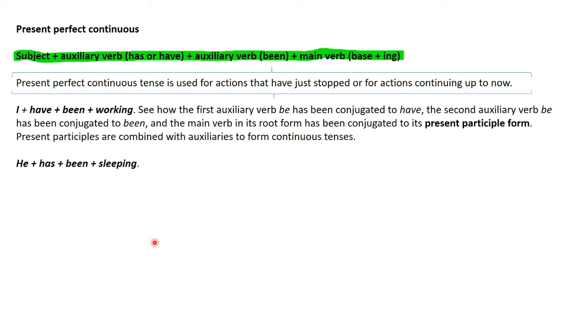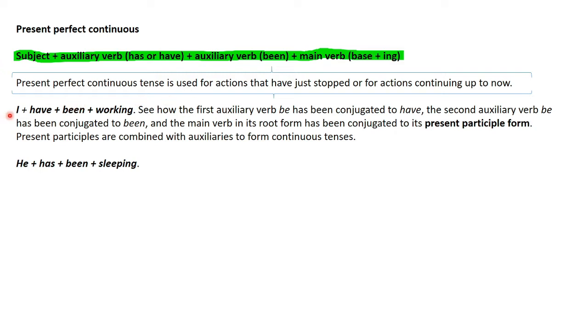Now let's see the present perfect continuous tense. Now that we have seen the three forms of the present tense, this I hope will become very easy for you to understand. A subject followed by, now look at the verb string, the auxiliary verb has or have, the auxiliary verb been. I just told you that been is the past participle form of the verb to be, and it is used in forming the present continuous tense, and the main verb in its present participle form. This tense will be used to express actions that just stopped or were continuing until this point.